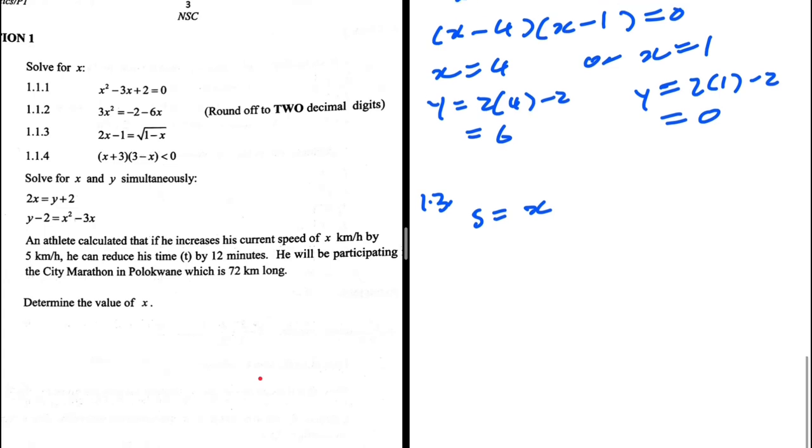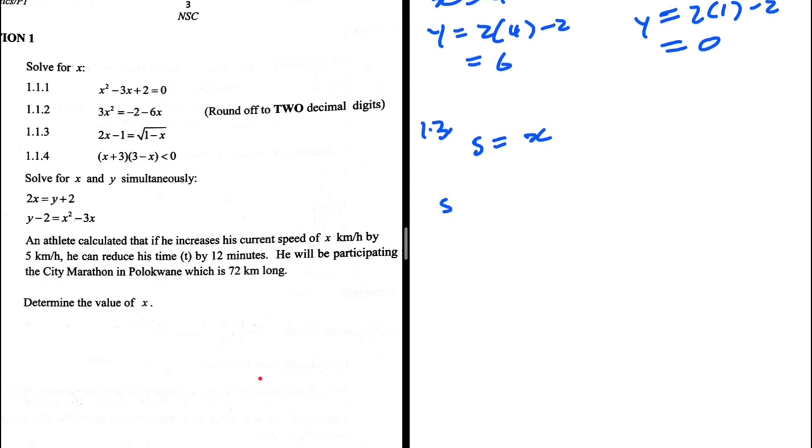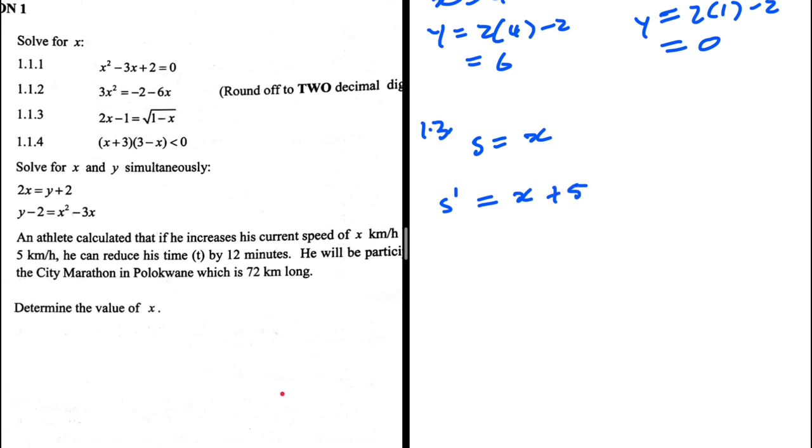So the speed initially is x. And then when we increase the speed, let's say speed with that note there on top, we increase it to x plus 5 kilometers per hour. Okay, and then the time, we reduce the time by 12 minutes when we increase it to x plus 5. Okay, so what is the time initially when the speed is x? And what is the time when we increase the speed to x plus 5? Okay, let's think about that.